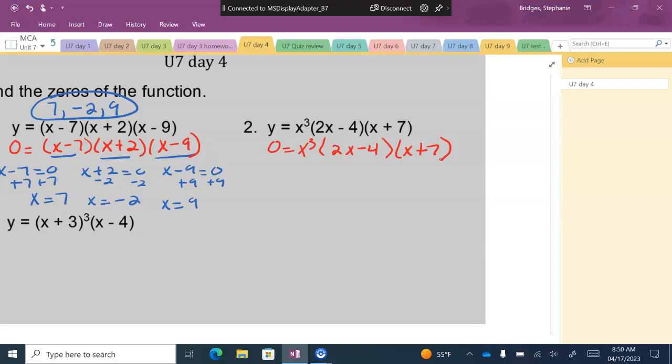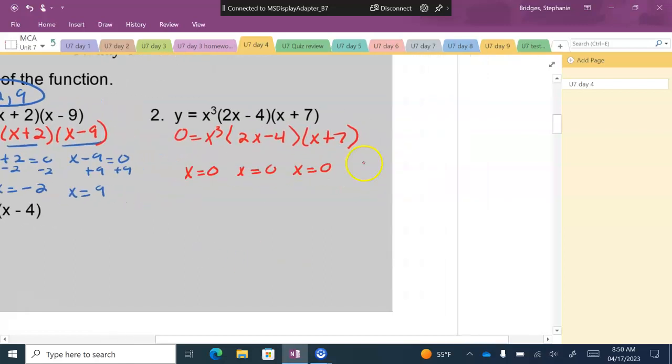Well, what does x cubed mean? It means x times x times x, right? So whenever you have exponents, that tells you how many times that one is going to occur. So I'm going to set x equal to 0 three times because that gives me x cubed. Then we'll set the 2x minus 4 equal to 0. And we'll set the x plus 7 equal to 0. Again, I'm doing the x three times because x cubed is essentially x times x times x.